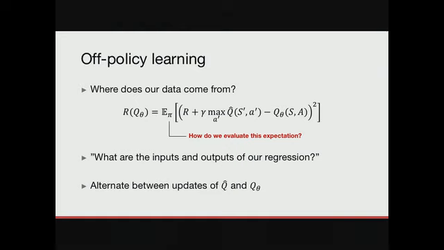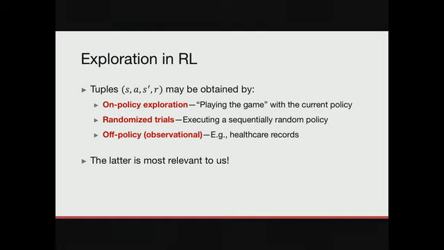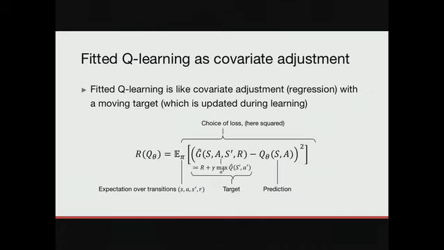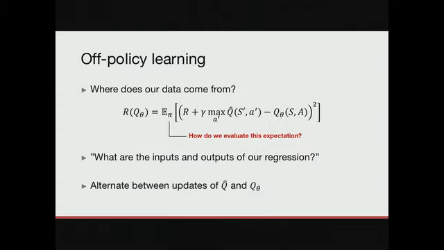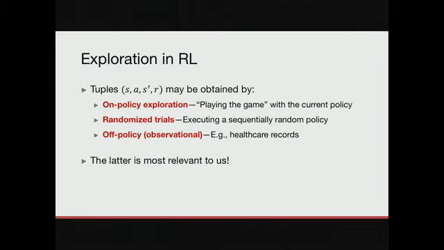But I still haven't told you how to evaluate this expectation. So usually in RL, there are a few different ways to do this, and depending on where you come from, these are varyingly viable. If we look back at this, this thing here relies on having tuples of transitions: the state, the action, the next state, and the reward that I got. So I have to somehow observe those, and I can obtain them in various ways.